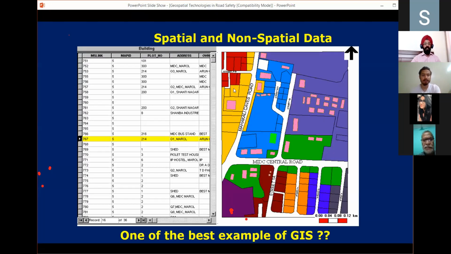Okay, so this is just an example of spatial and non-spatial data. This type of data is spatial data because it is showing some buildings and some roads. These are occupying some space on Earth and have latitude and longitude. But what about this? This is non-spatial data. Why? Because it only has properties. Plot number is 2214, address is this, owner name is this. It can change, but the spatial data is the same. So this is spatial data and non-spatial data. This is one of the best examples of GIS.